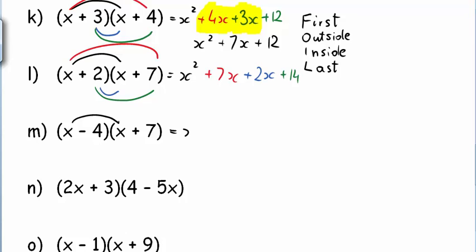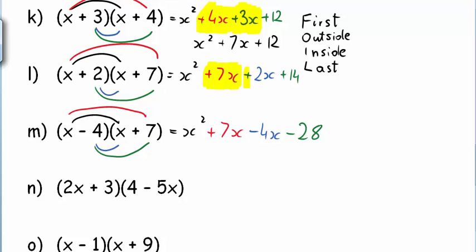X times x is obviously x squared. X times 7 is 7x. Minus 4 times x is minus 4x. And minus 4 times 7 is minus 28. I should have actually combined these two terms, because this is not the final solution yet. X squared plus 3x minus 28. Same in this example. X squared plus 9x plus 14.